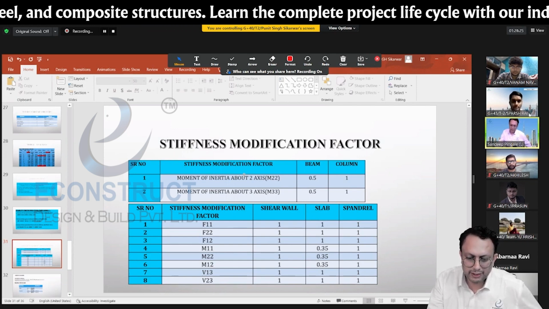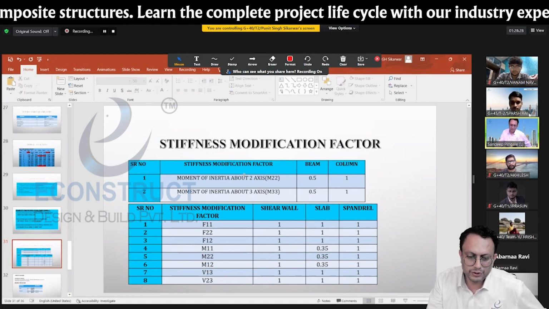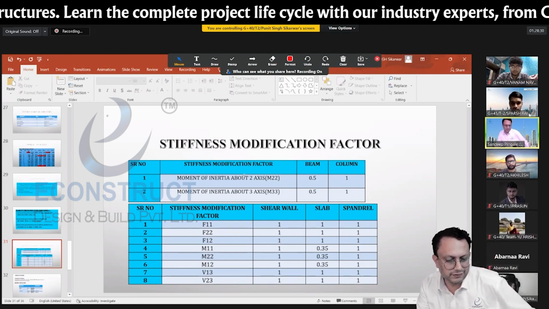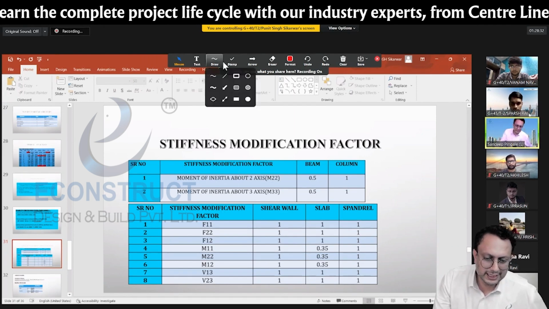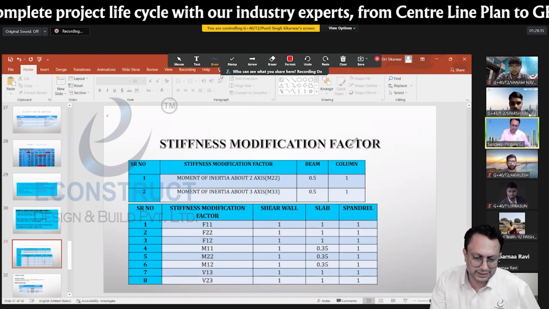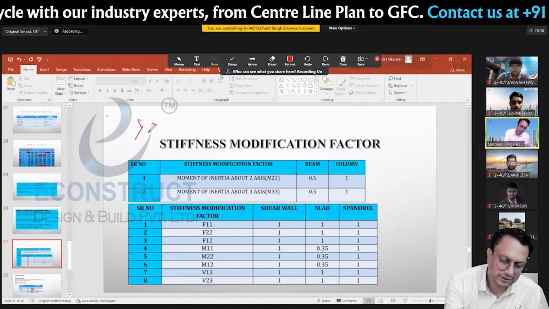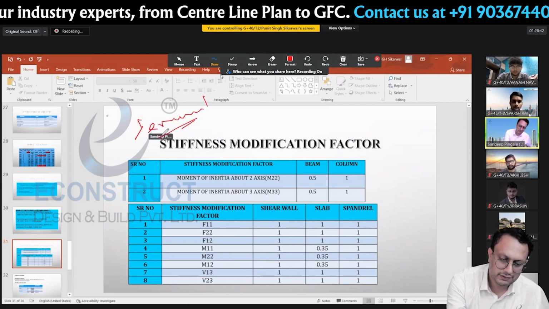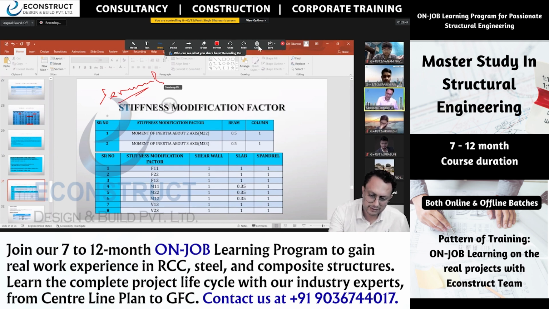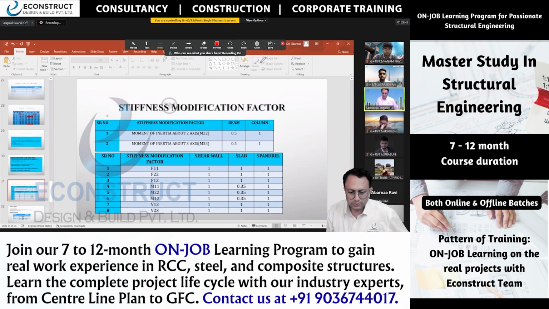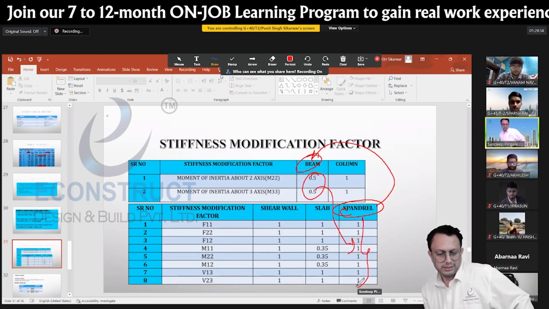See, slab if you are giving 0.35, beams you are giving 0.5. This is for service, right? First of all, I could not find out the reason for which this has been given. Where is the service? The word service, right? Yes, sir. Service is missing. Sorry, the pen is not working actually. The word service is missing, and whenever you are giving spandrel, it is nothing but the beam only. So whatever the beam stiffness modification factors are there, that will come here.